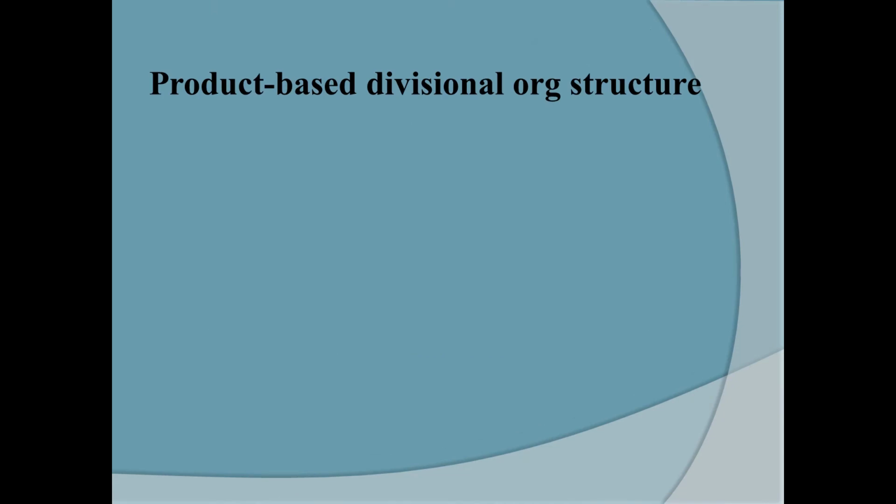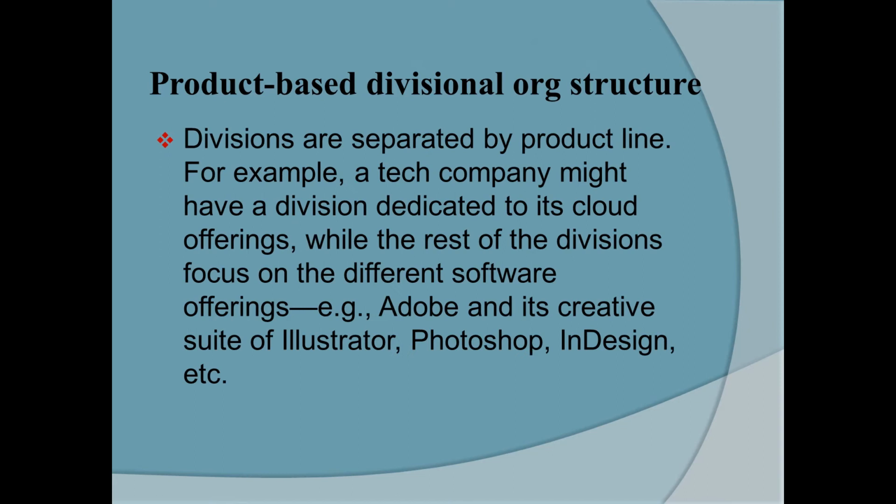We also have the product-based divisional organizational structure. So divisions are separated by product line. For example, a tech company might have a division dedicated to its cloud offerings, while the rest of the divisions focus on the different software offerings like Adobe, Photoshop, InDesign, and the like.